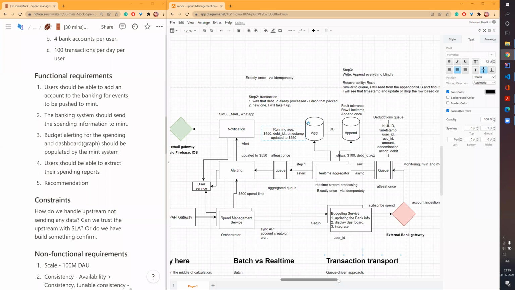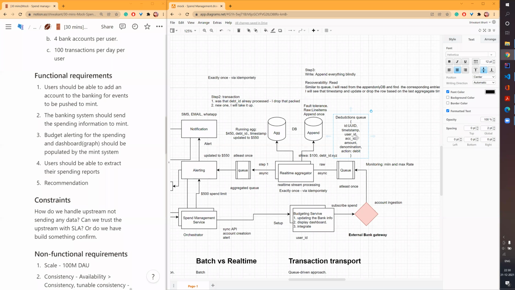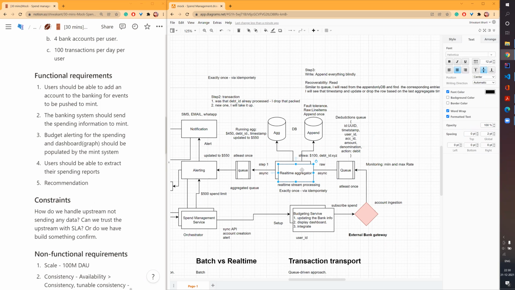Let me explain it this way. Whenever we get an event, it will say that at 10 p.m., Mr. X spent $10 here. There will be some unique ID, a timestamp, the user ID and the account ID, some information, and the amount that was debited in a certain denomination. So this will be captured here. And once this is captured, it will go to this aggregation system.